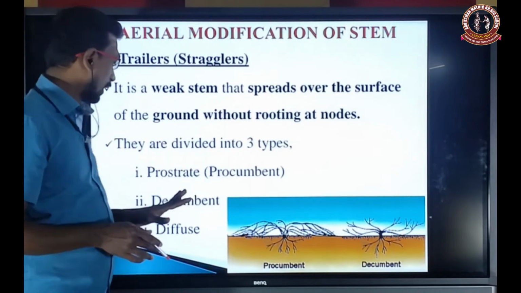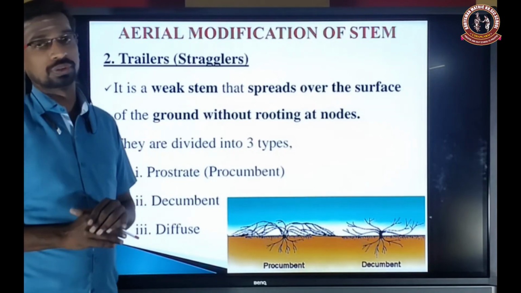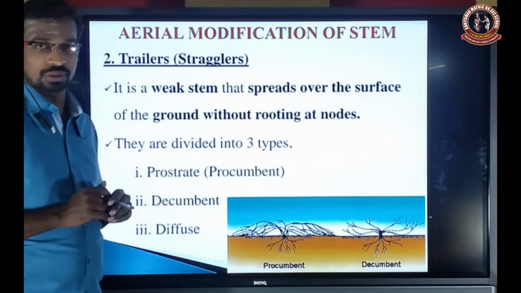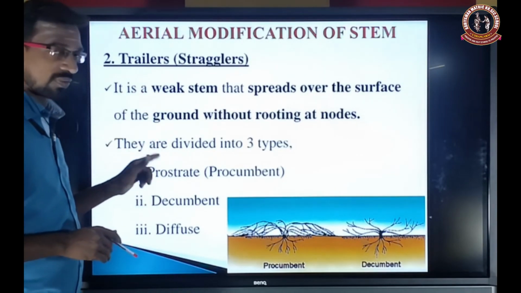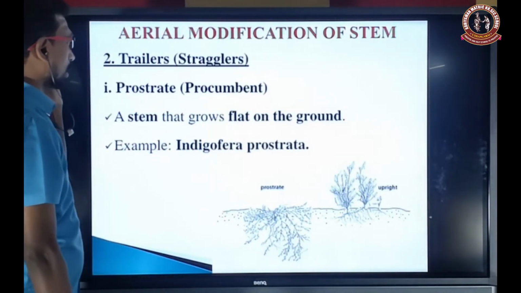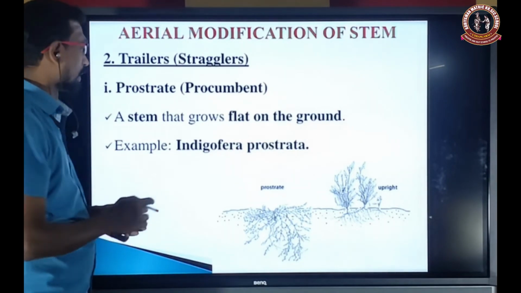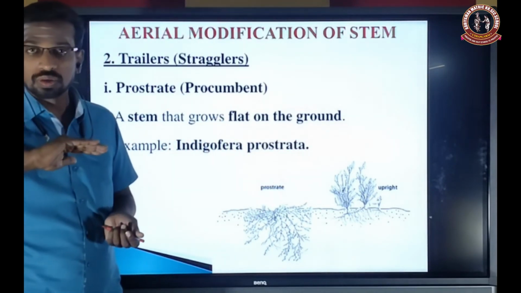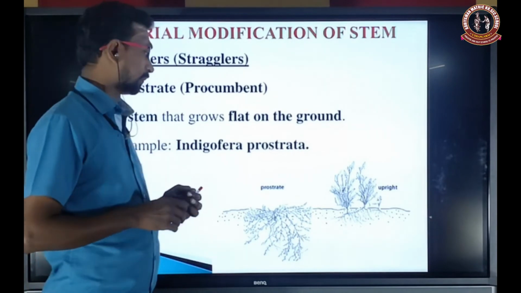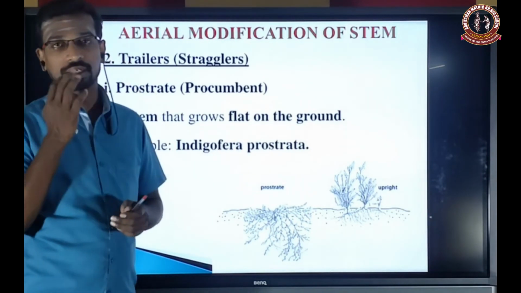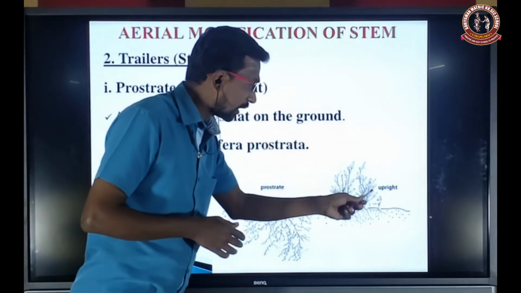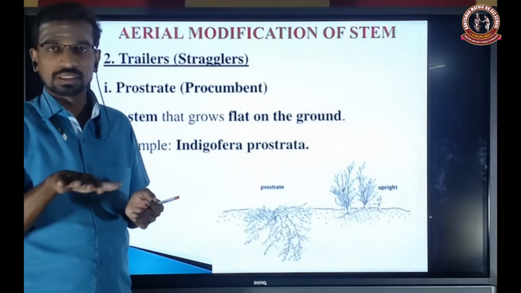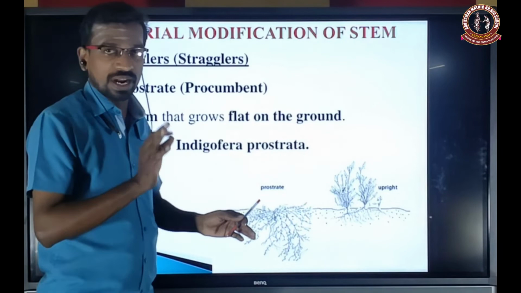Trailers are further divided into three types: prostrate, decumbent, and diffuse. So let's see the trailer types. The first one is prostrate. It is the stem that grows flat on the ground. It's not erect; it grows flat on the ground or near the ground. Example: Indigofera prostrata. It's not upright, which would be an erect form. It spreads at the soil level. That is prostrate.